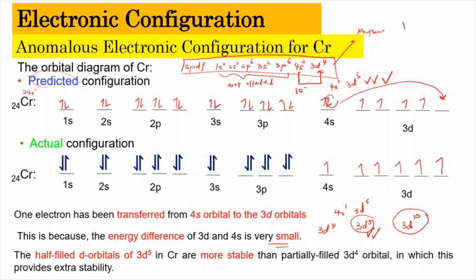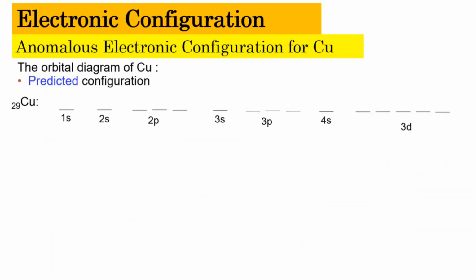So that is why one electron from 4s is going to be excited to 3d, and they're going to have the same spin, thus making it more stable. A similar situation can be seen in copper, Cu, here. So copper will have 29 electrons. So what you're going to get is 1s2, 2s2, 2p6, 3s2, 3p6, 4s2, and then we have 3d9 here.